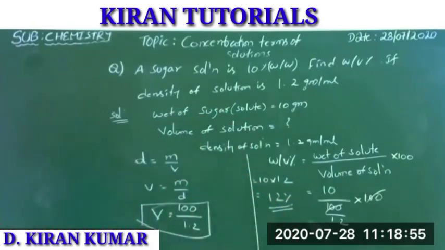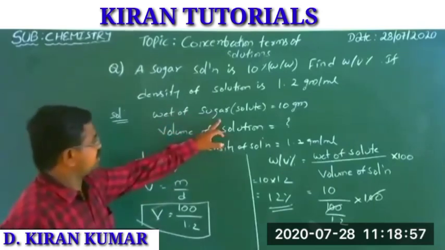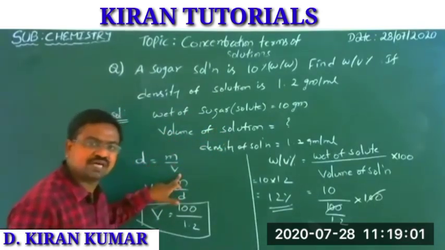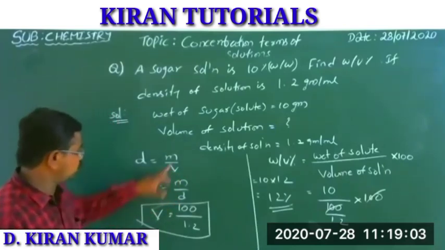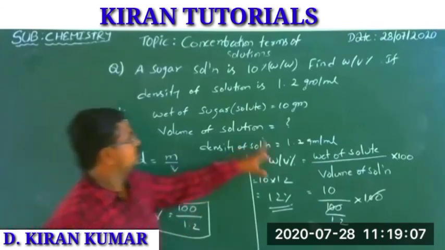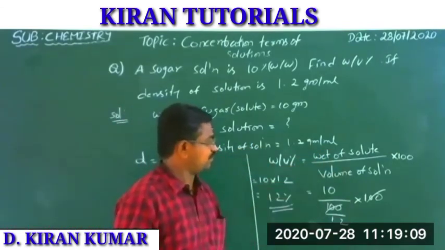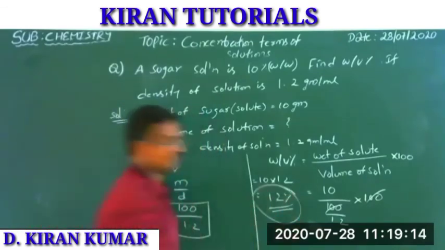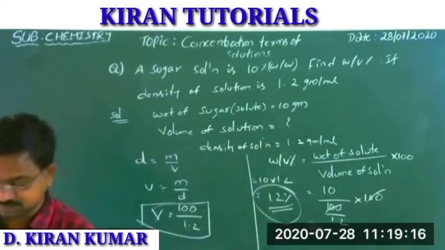12%. Clear? Here density is given. We have to find the volume. So density is equal to mass by volume. You know that formula. Then volume is equal to mass by density, 100 by density 1.2. So if you substitute those values in this equation, that is the answer. Clear? Note it down first.